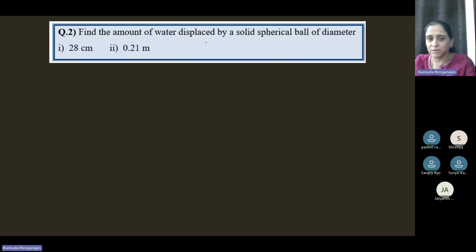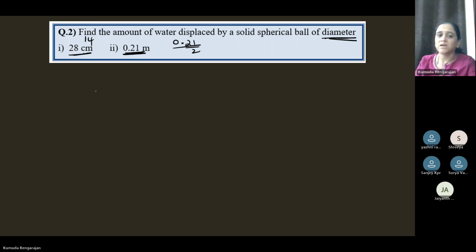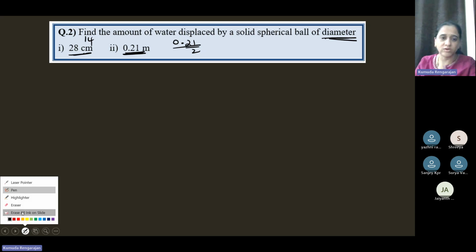Find the amount of water displaced by a solid spherical ball of diameter 0.21. So the radius is 0.21 by 2. You can even substitute the radius like this. What's the formula? 4 by 3 pi r cube. 4 by 3 into 22 by 7 into 0.21 by 2 into 0.21 by 2 into 0.21 by 2. It's not that you have to divide and find the decimal value. You can go ahead with 0.21 by 2. That's your choice.